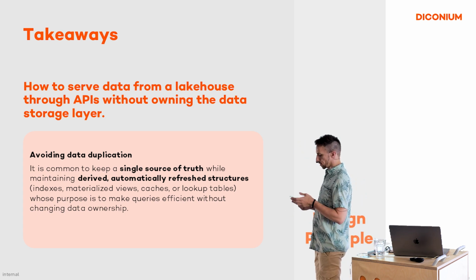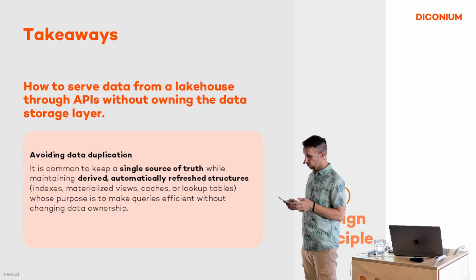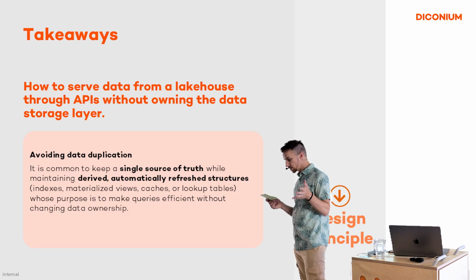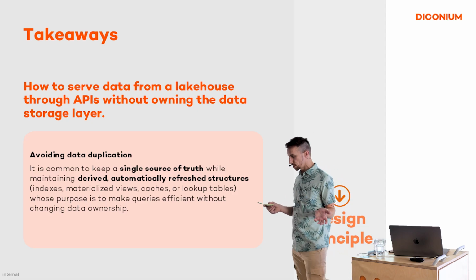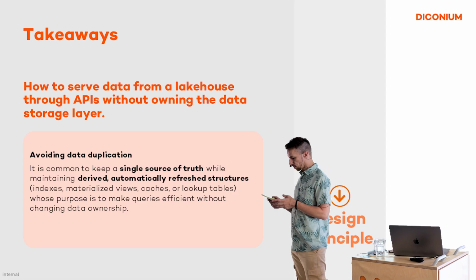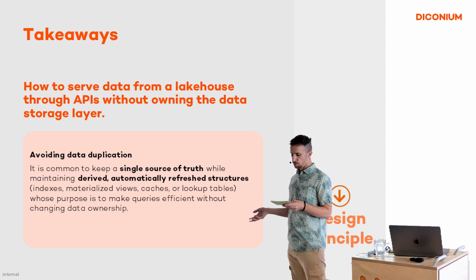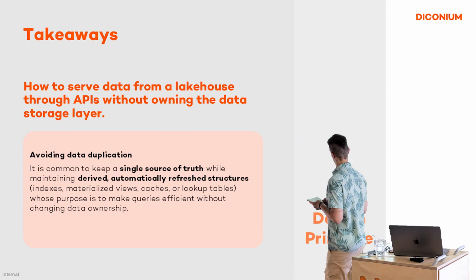And in regards to avoiding data duplication, as a hint, it is common to keep the single source of truth on the data source side, but having derived, automatically refreshed structures like indices, materialized views, caches or lookup tables. These things, with the purpose to make queries efficient, these copies are fine to use. They are not changing the data ownership.